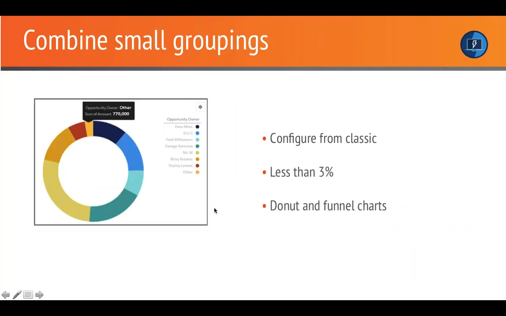Next, something that's quite a neat utility to allow your charts, your donut and funnel charts, to be a bit more readable. So you can now combine small groupings. Basically any values less than 3% just get combined in as another value. So here my total value of my others is 770,000, rather than having 47 tiny little slices, which I couldn't really figure out exactly what was going on with.